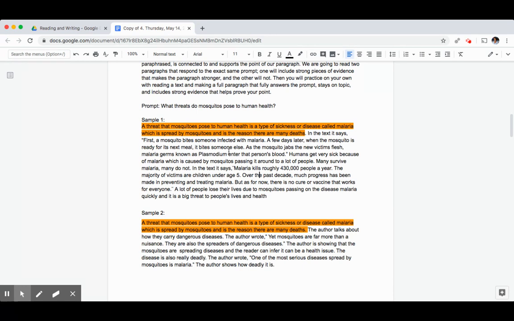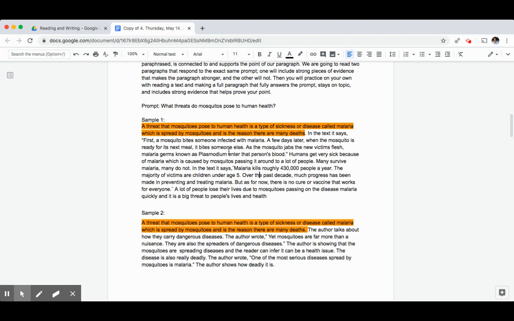Humans get very sick because of malaria, which is caused by mosquitoes passing it around to a lot of people. Many survive malaria, many do not. In the text it says, malaria kills roughly 430,000 people a year. The majority of victims are children under age 5.